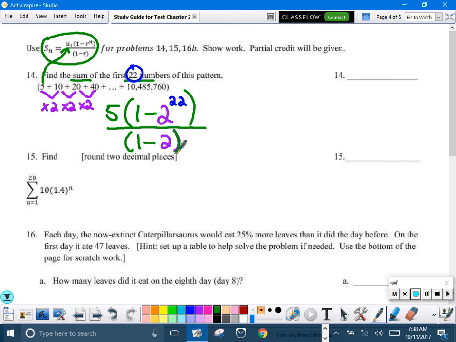All right. Again, if you have to pause this, please do so. Look at it, think about it, listen to what I said again. Type that into the calculator. Okay, it's going to be a pretty big number. 20,971,515.